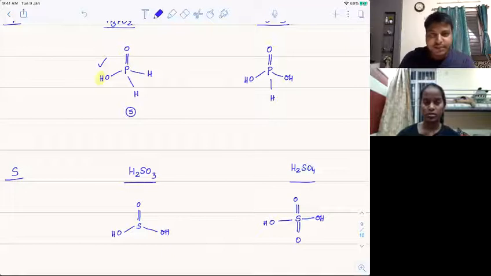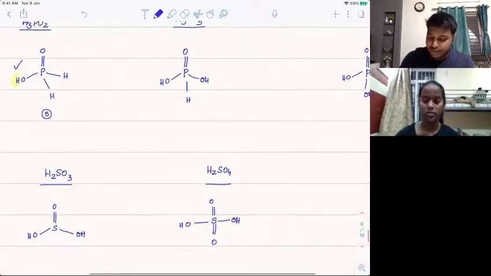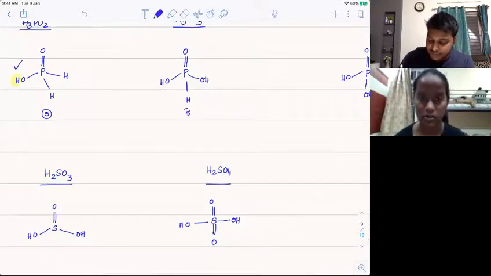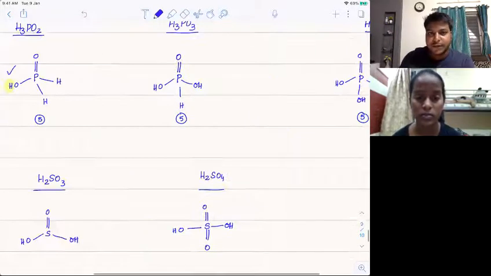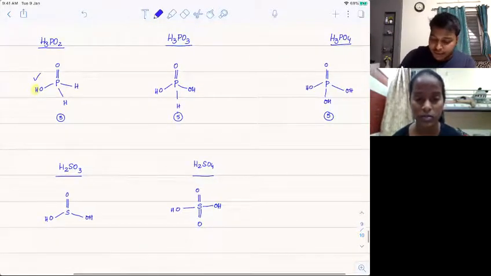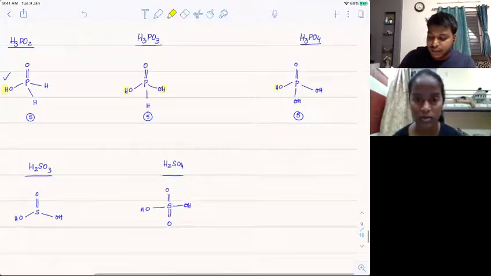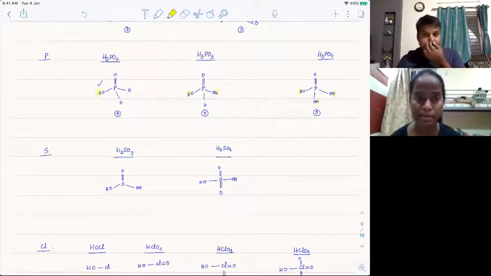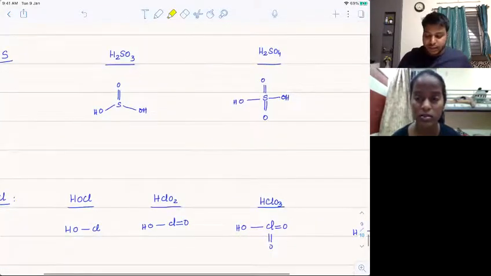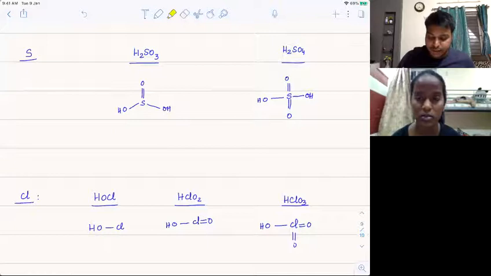So valence is definitely 5. Here also valence is 5. Here also valence is 5. But here it has 2 oxyhydrogens. Here it has 3 oxyhydrogens. In the first case, it has only 1 oxyhydrogen. I hope you understood what I'm saying. Next one. If you see the structure here, it has 4 bonds.